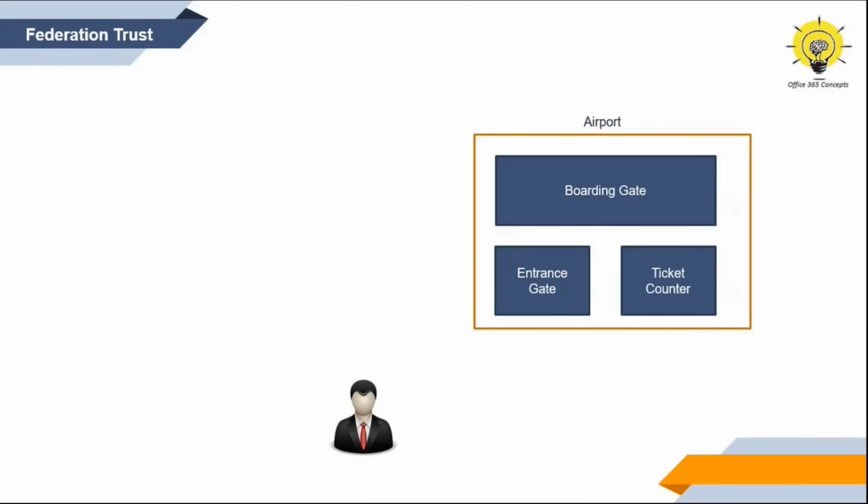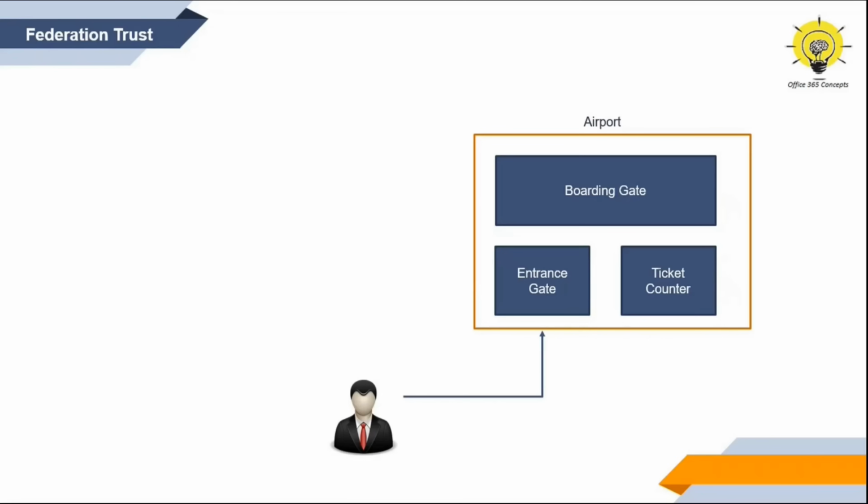Now let's understand what is a federation trust. Let's consider one example. Let's say you are going to board a plane. When you enter the main gate of the airport, you need to show your ID proof.